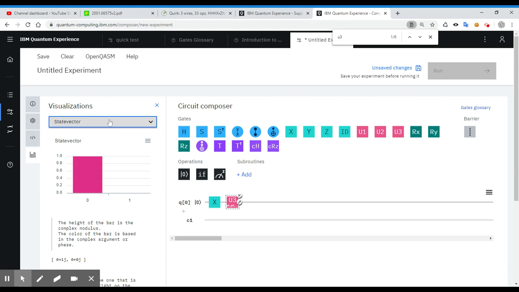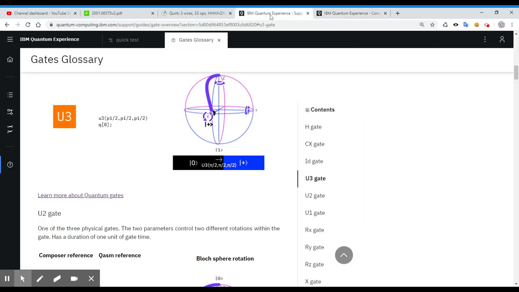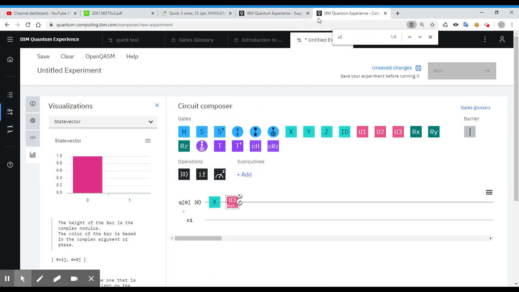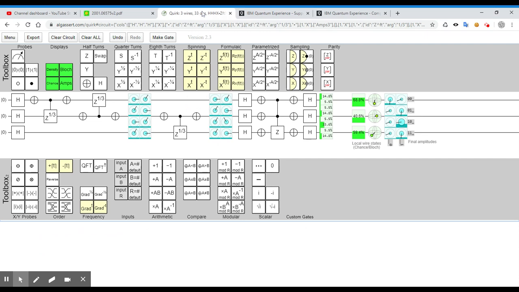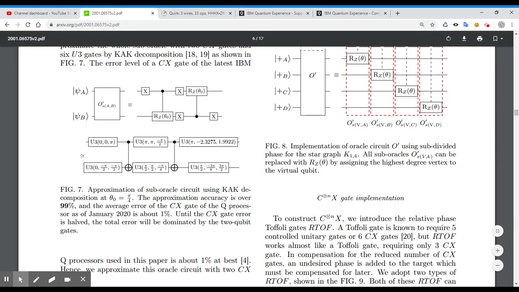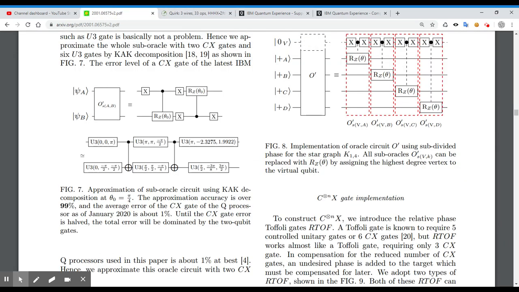It'll be cool to see the blocks here as well. See what kind of rotation this is. But maybe I should just go and compute the matrices by hand, so I understand what these rotations are. Maybe I should read actually: approximation of the SAP Oracle circuit using KAK decomposition at pi divided by 4, with theta as pi divided by 4. Okay.